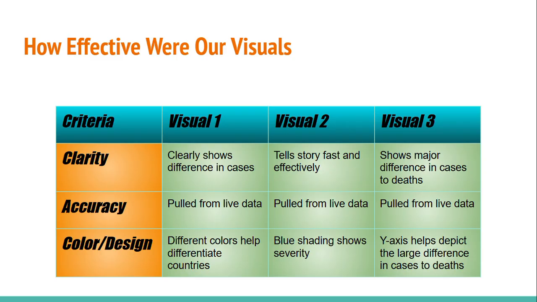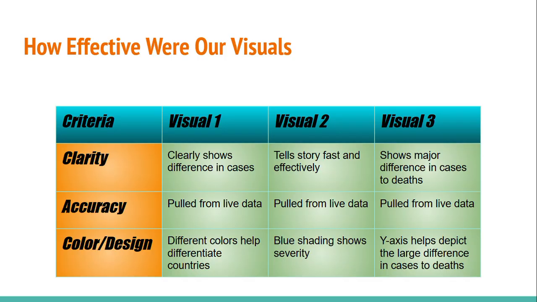So how effective were our visuals? We used our own criteria to evaluate our own work, which we recommend you always do. For clarity, Visual 1 quickly shows the difference in cases by region. Visual 2 tells the story fast and effectively with blue shading. And Visual 3 shows the major difference in cases, the deaths clearly. For accuracy, all three visuals were built from live data pulled from the COVID-19 dataset on Kaggle, ensuring we had a reliable foundation.